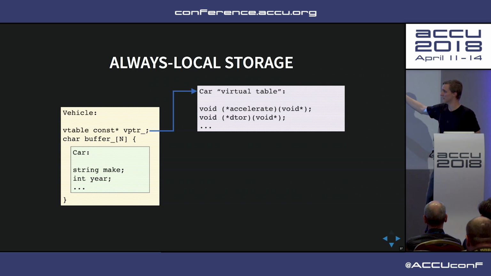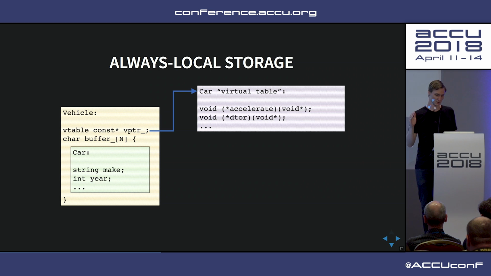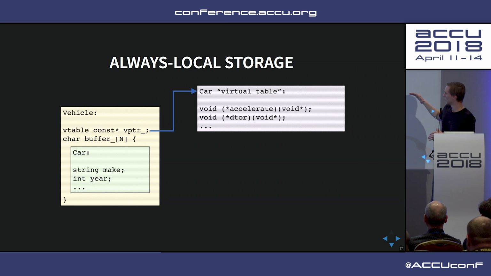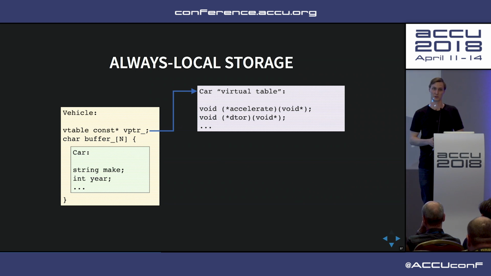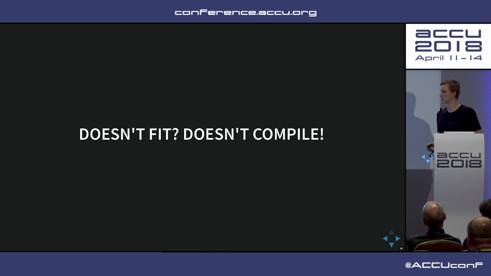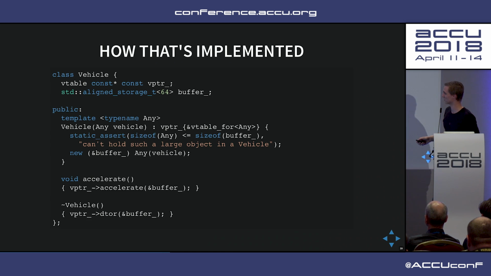So the way you do it is you still have your Vtable pointer, nothing changes there. Then you have a buffer of a fixed size, and you always do the in-place new in there. If the size of the type that you're throwing into the type erasure wrapper is too large, then you just static assert. So if it doesn't fit, it doesn't compile. Here you use an aligned storage. In this case, I have 64 bytes, whatever. That's probably too large.